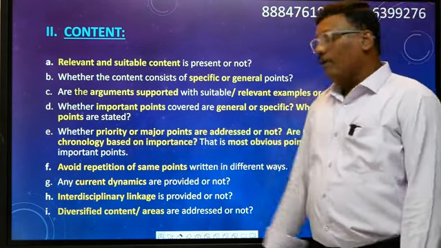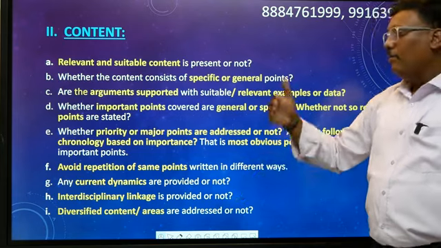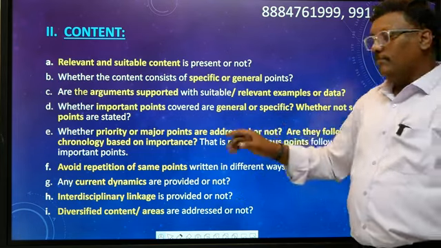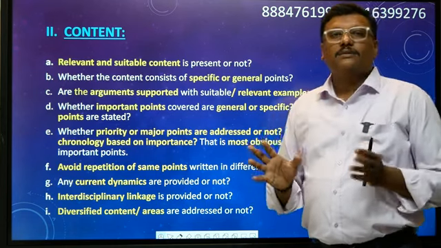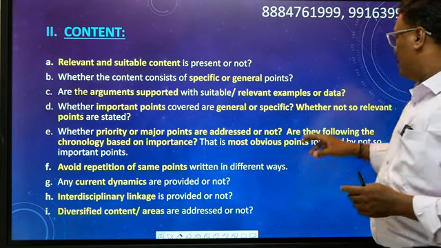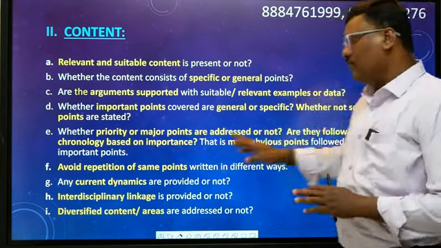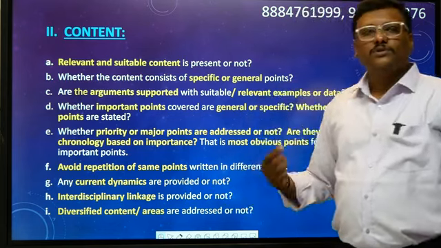Next, whether priority is given to the major points. As I said, chronology is important. Maintain the chronology, and these certain expected points should be written, because that holistically addresses the demand of the question. These points are must and should. Do not miss those points. And are they following the chronology based on importance, as we already discussed? Avoid repetition of the same points. Many students do that.